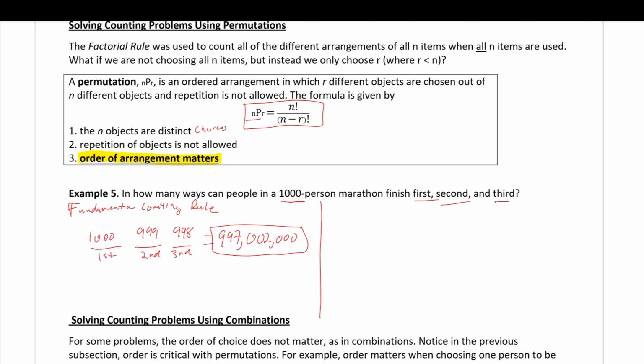Okay, if we're just using the formula, well, we have to figure out what your n is and what your r is. Okay, r is the number of decisions that are being made. In this case, there are 3. And then n is the number of choices that we have. Well, we have 1,000, and out of those 1,000, we're going to choose 3. So nPr is actually going to be the permutations of 1,000 choose 3.